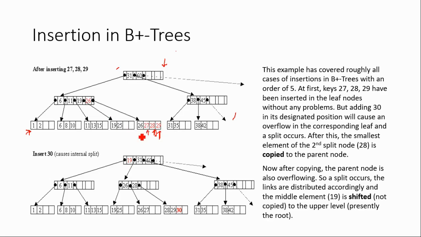Now here you can see that this leaf element 26 also has a copy of it in the parent one. So due to some insertion, this 26 has been copied to the parent. So here we have a redundant entry.